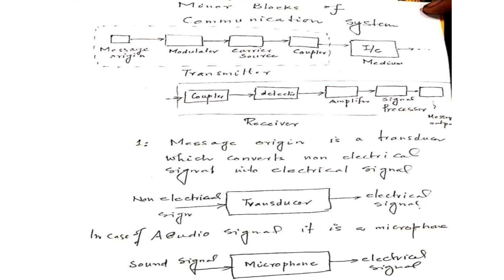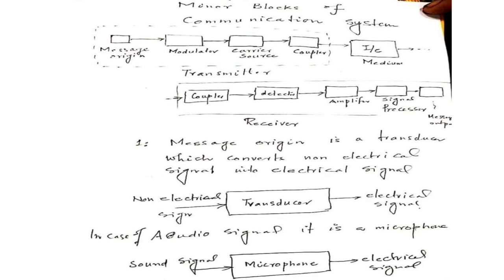In this topic of the course, we consider four minor blocks inside the major block of a transmitter. Then we consider the major block of the information channel, and then we consider five minor blocks inside the major block of the receiver.